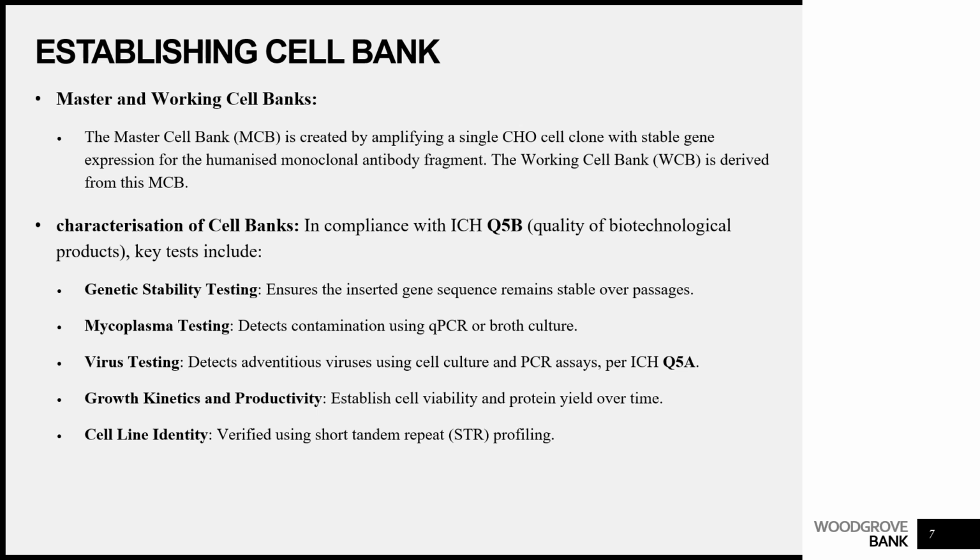The other thing you have there is growth kinetics and productivity, establishing cell viability and protein yield over time. Again, we've talked about qualifying that whole process, and your cell line identity. That's basically confirming, you always have to do an identification test to show that what you have is representative of what you actually expect it to be, and that it's nothing else. Short tandem repeat profiling is one way of doing that.